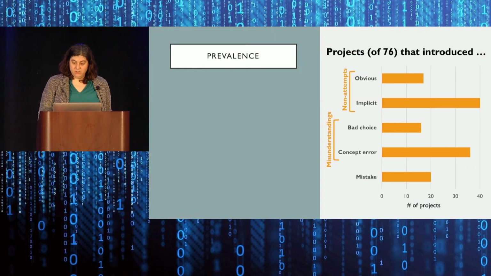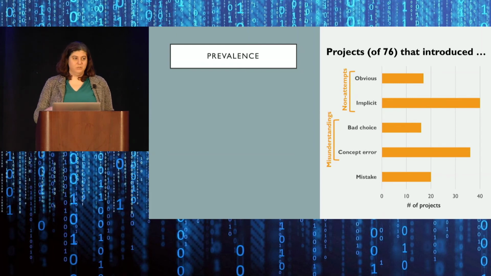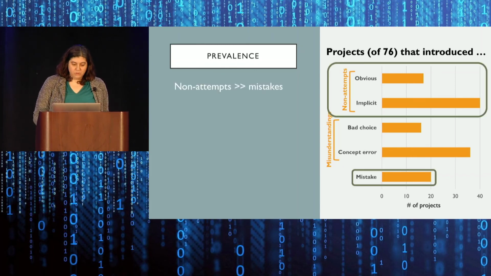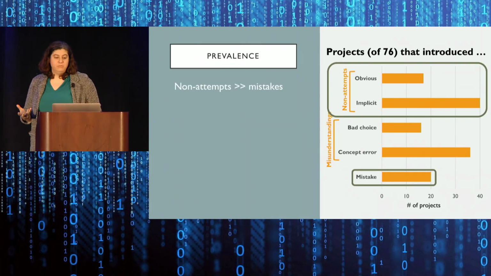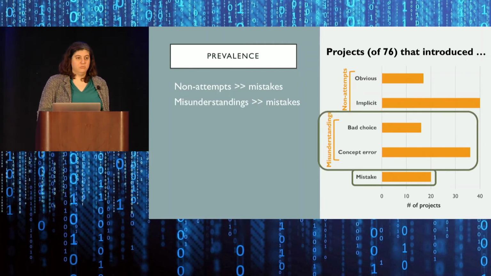So what did we find out so far? I will add that everything takes a little longer than you expect. So we're not 100% done with this analysis, but we're getting close. So far, we're finding that non-attempts are more common than mistakes are, and also that misunderstandings are more common than mistakes are. This was sort of surprising to me. I was expecting mistakes to be the overwhelming majority of these problems.